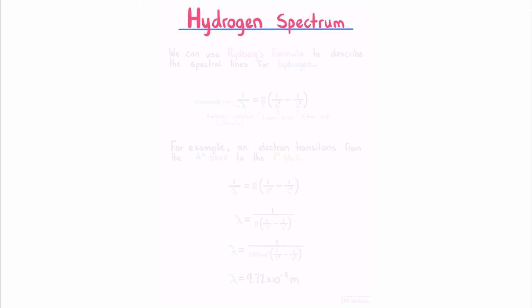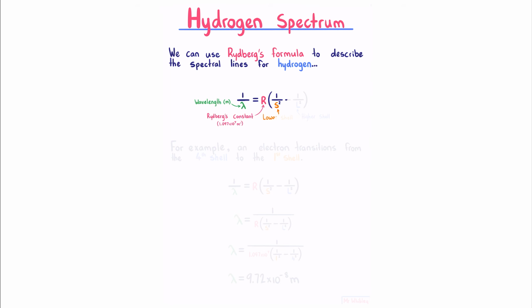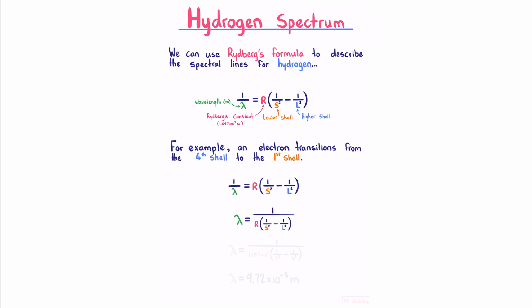Hydrogen spectrum. We can use Rydberg's formula to describe the spectral lines for hydrogen, where 1 over our wavelength is equal to Rydberg's constant multiplied by 1 over our lower shell squared minus 1 over our higher shell squared. For example, an electron transitions from the 4th shell to the 1st. We start with our equation, solve it for lambda, substitute in our numbers, and get 9.72 times 10 to the minus 8 meters for our wavelength.